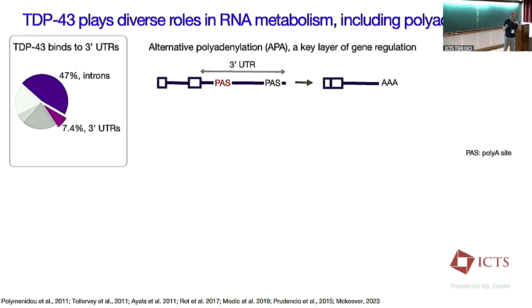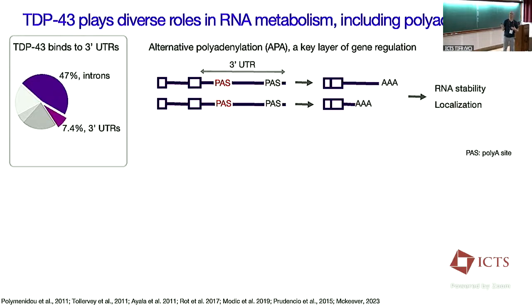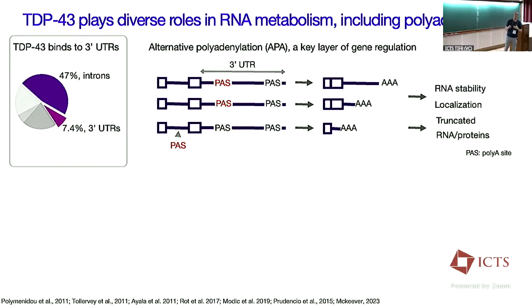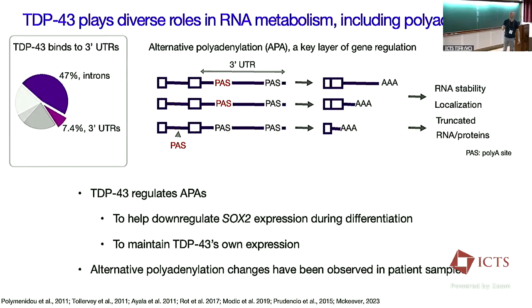There could be alternative polyadenylation sites, and these can lead to the same coding region but different length UTRs that can lead to different stabilities, different localizations. And if the alternative polyadenylation site is internal, it could lead to truncations.